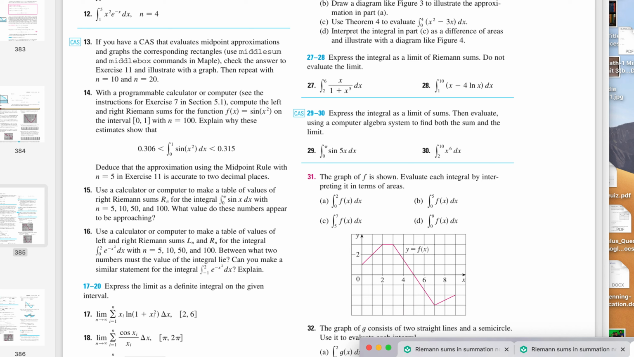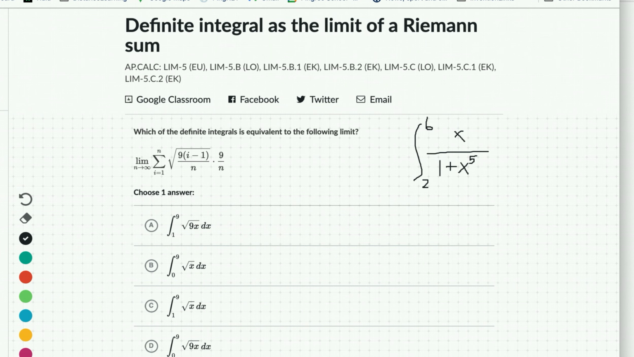I'm going to go back to Khan. Hey everyone, here I am. I found my little blank piece of paper to write on.